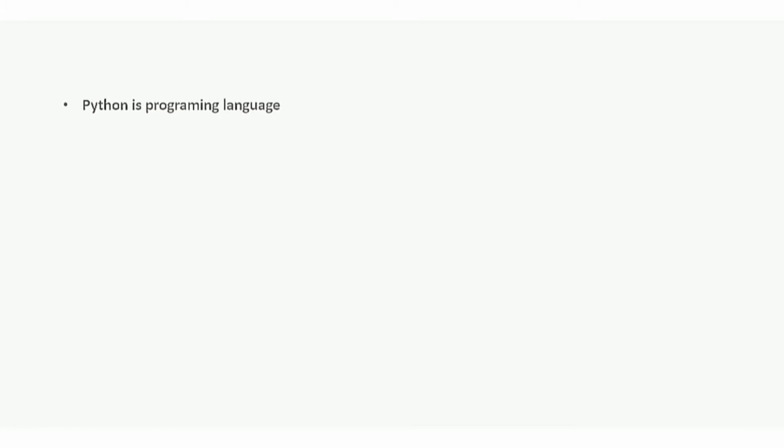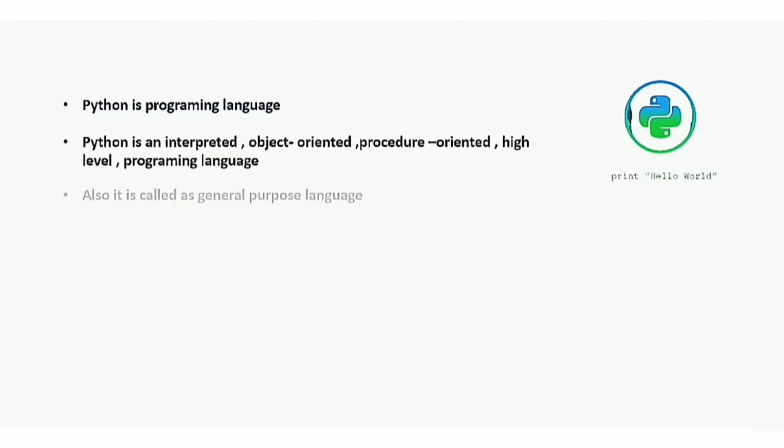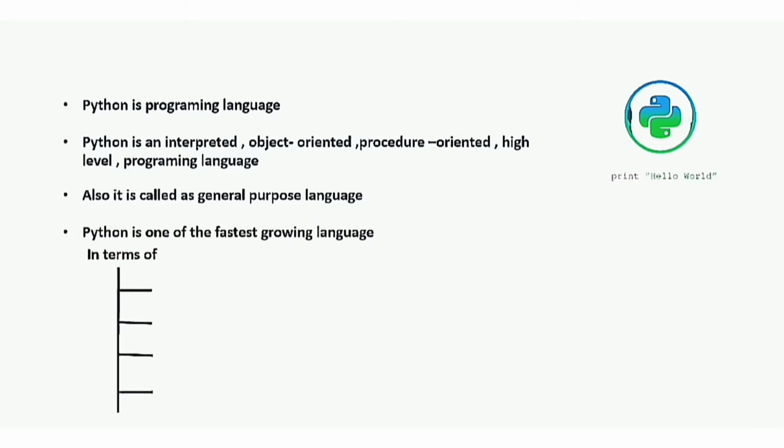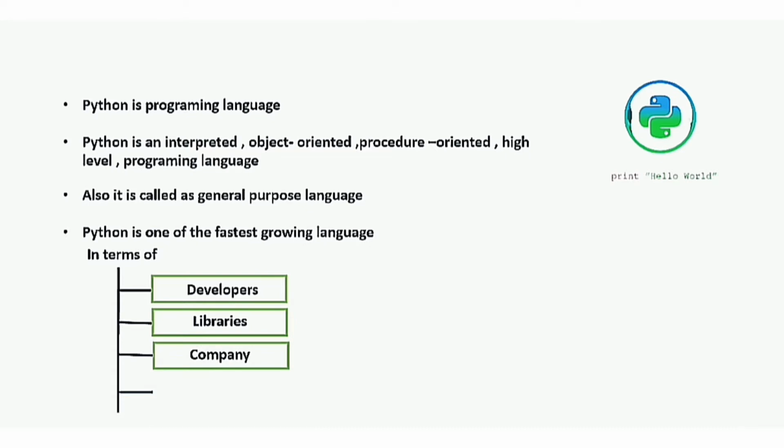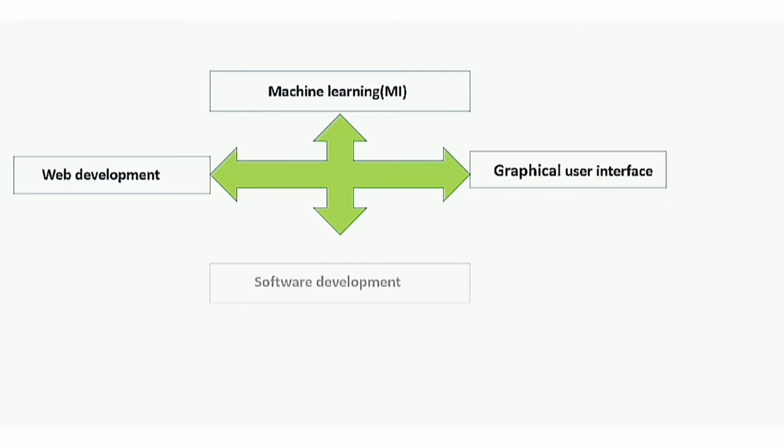Python is a programming language, and also it is an interpreted, object-oriented, procedure-oriented, high-level programming language. Also it is called a general purpose language. Python is one of the fastest growing languages in terms of number of developers, number of companies, number of areas, and number of libraries, like machine learning, web development, GUI, that is graphical user interface, and software development. So that's why it is called a general purpose language.